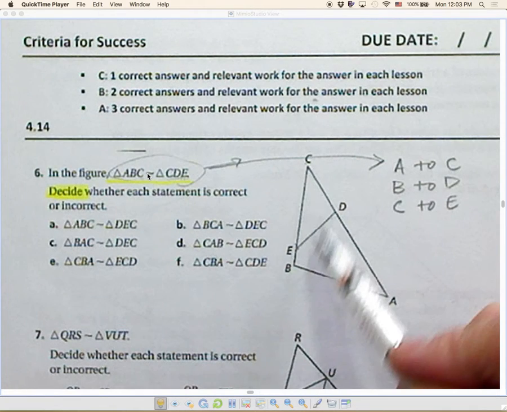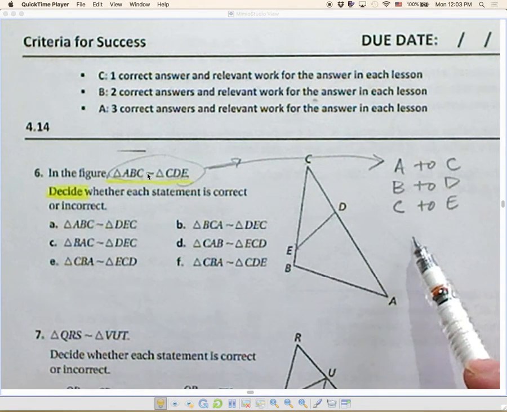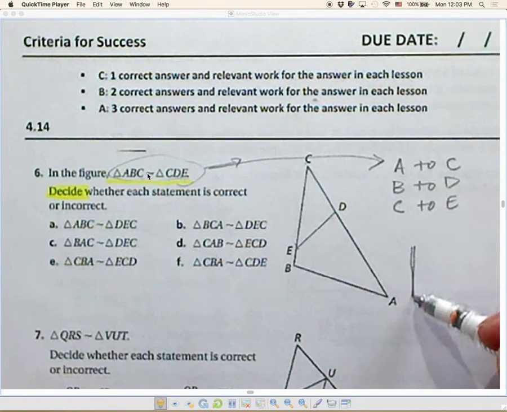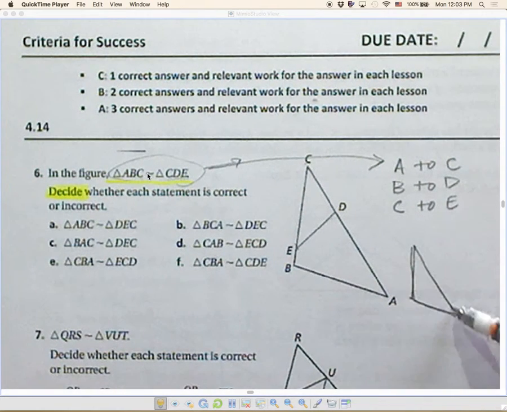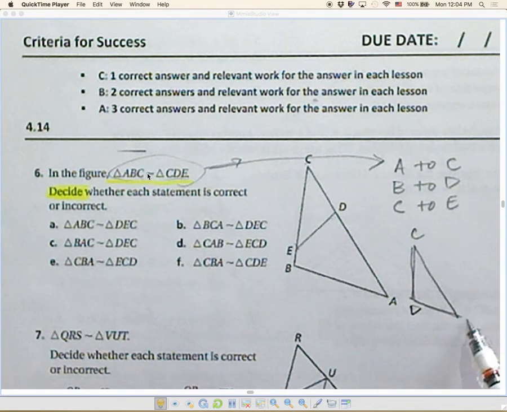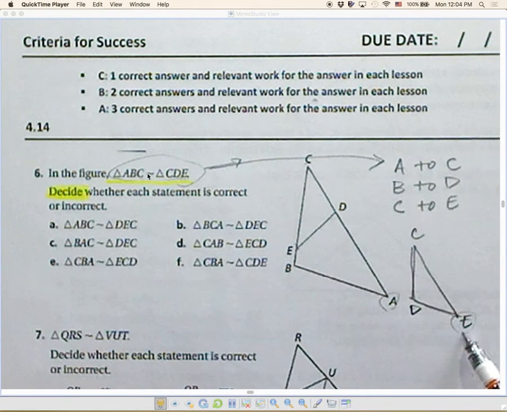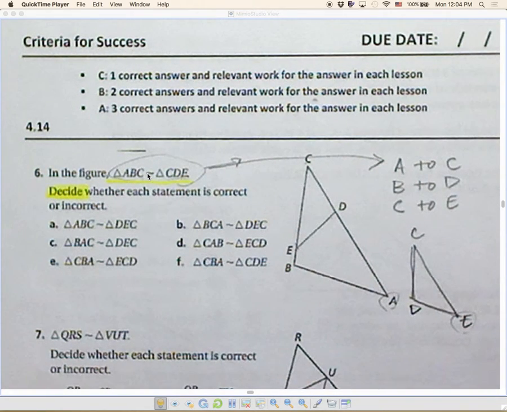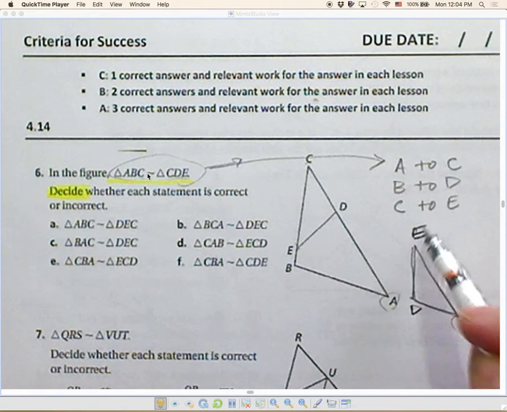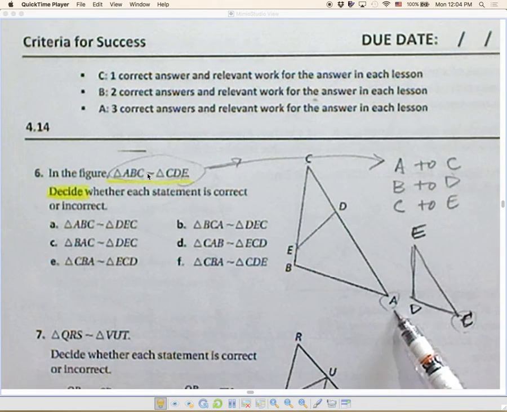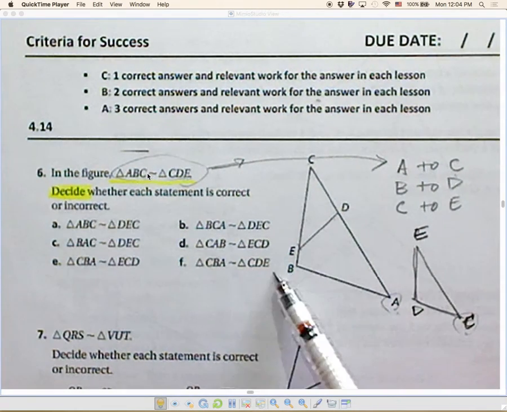Another way to look at it is to take this CDE and put it in a way so that you can see it better. Here we have C, which is the acute one, and D is the obtuse one, and E is here. Oh, I'm sorry, I made a mistake. This is E, and this is C. So as it says right here, A has to match with C, B to D, and C to E.